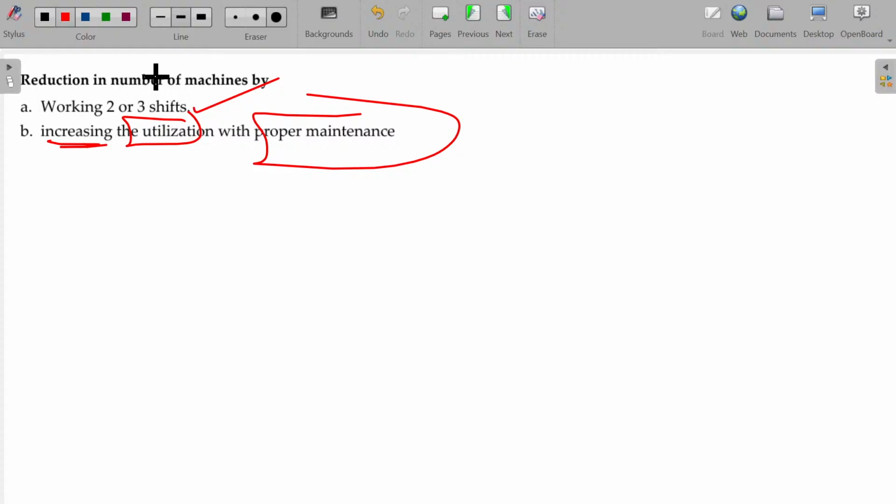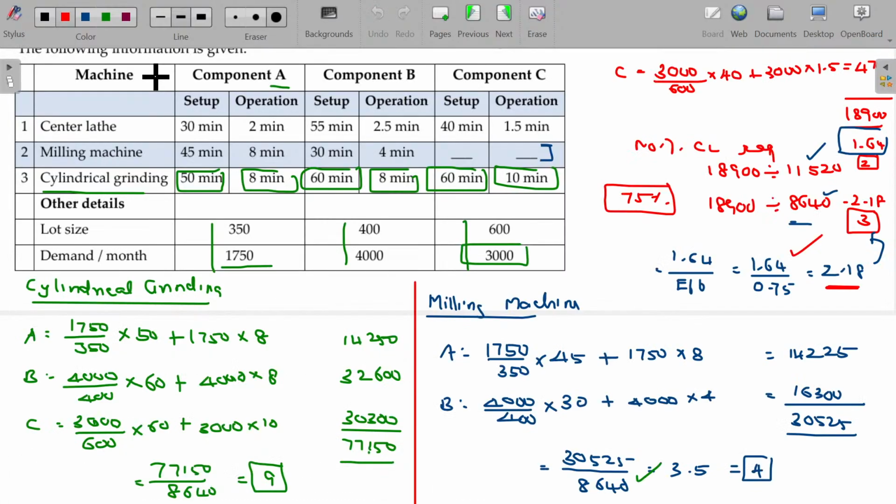Is that clear? Hope now you will be able to understand how to answer this question. Clear? Come on, make a note of it.